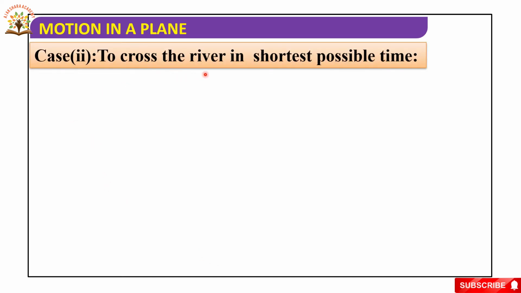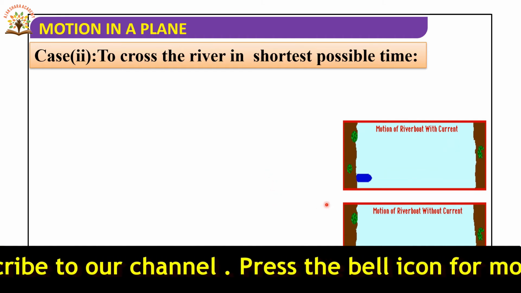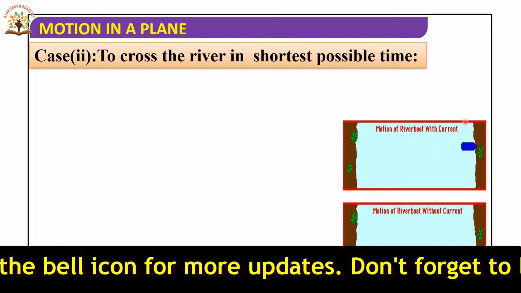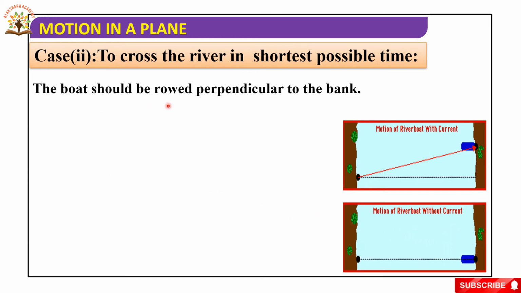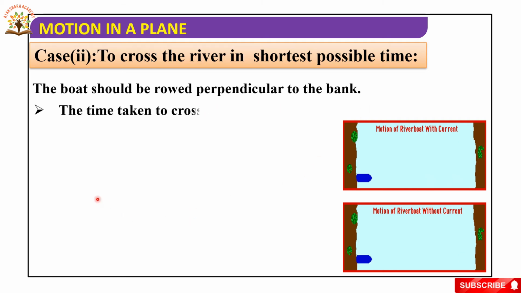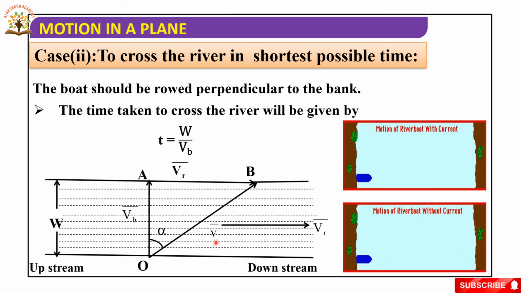Case 2: to cross the river in shortest possible time. See here, motion of river boat with current. Here, motion of river boat without current. The boat should be rowed perpendicular to the bank. So the time taken to cross the river will be given by t equals w by vb. See, this is the figure, upstream, downstream and making an angle alpha.